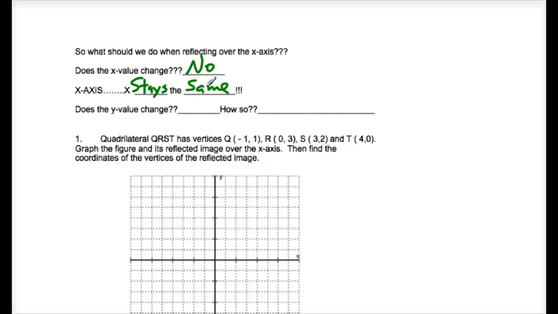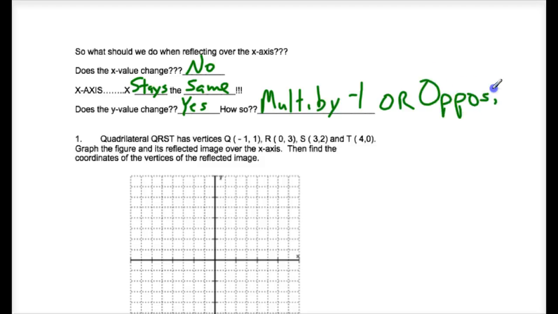Does the y value change? Yes. How so? Well, what if it's a negative? So what's a word that would describe kind of what you're saying? Multiply by -1, or what's it called when you multiply any number by -1 and get the new number? That's the opposite. Or take the opposite of the y value. That's what I would do. That kind of makes sense in my head. But that's the same thing as multiplying by -1.